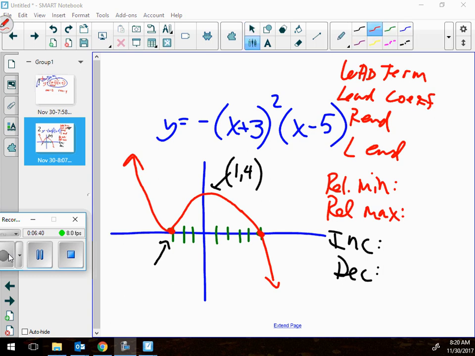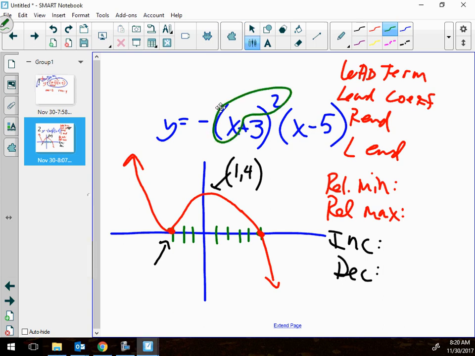the lead term, I hope you get how to multiply these puppies out. This is really important. X squared, and this one's just an x to the 1, and this negative all get multiplied together, and you get negative x to the 3rd. That's the lead term. That's what should be here. I think you've got this.